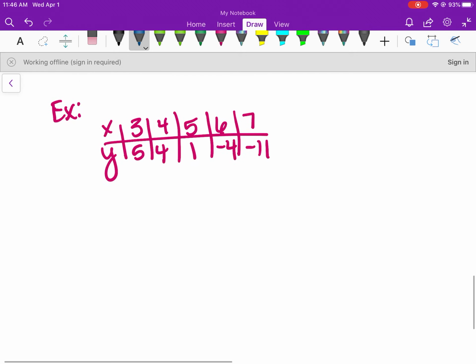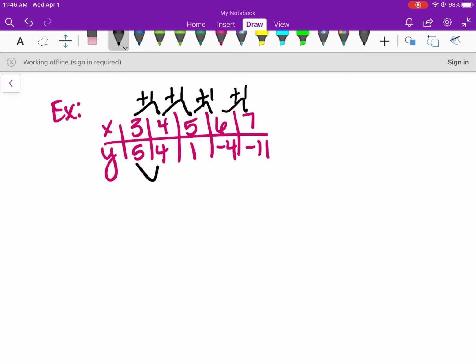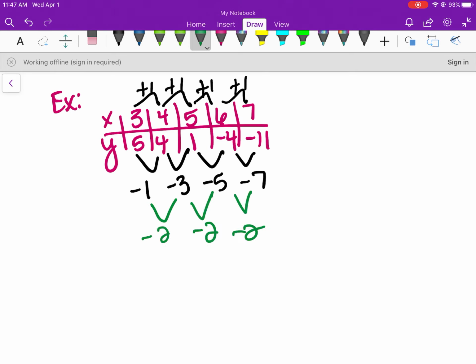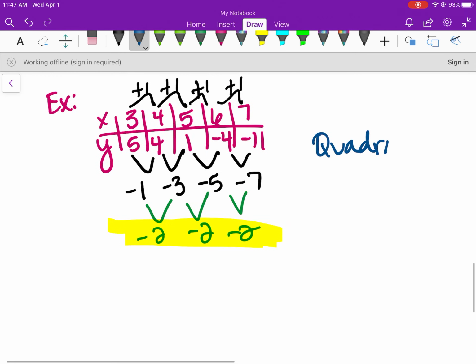Here's another example. The table's written a little differently. Again, the change in x is all +1, so that's good. Now I need to look at my change in y. 5 to 4 is -1. 4 to 1 is -3. 1 to -4 is -5. And -4 to -11 is -7. Now I need to find the second difference. That's -2, -2, -2. Because this second difference is constant, this is a quadratic function.